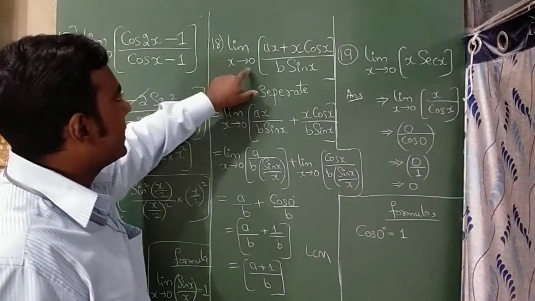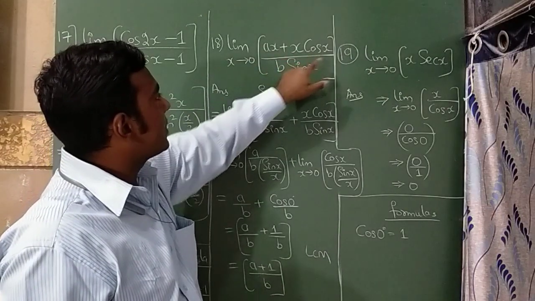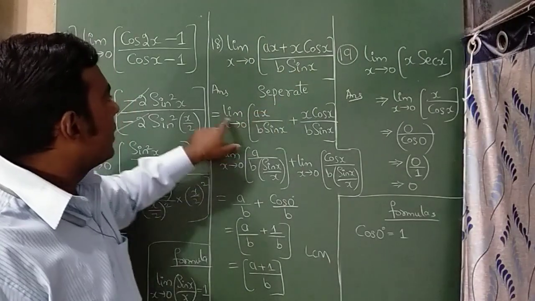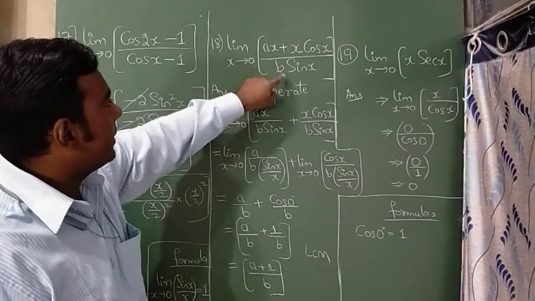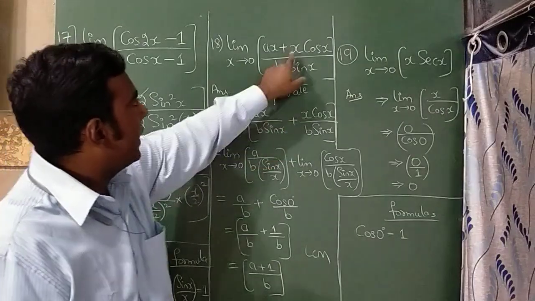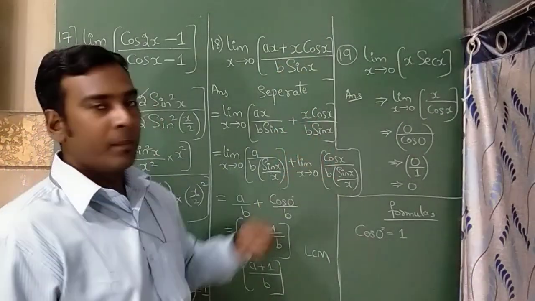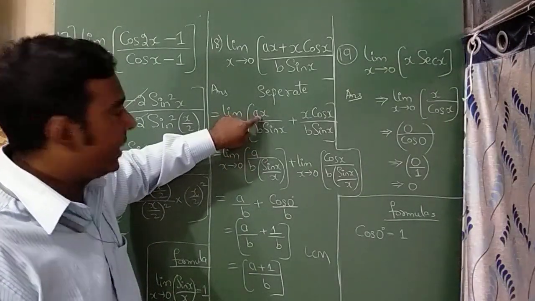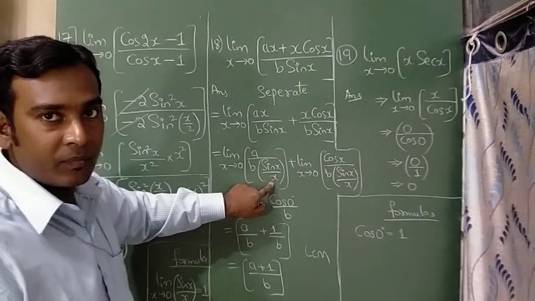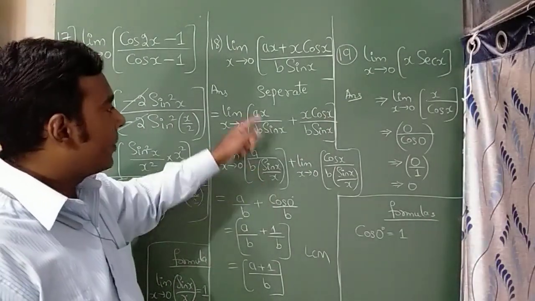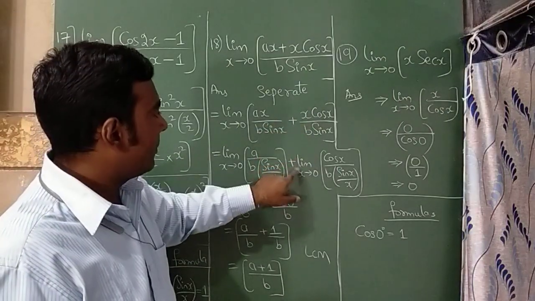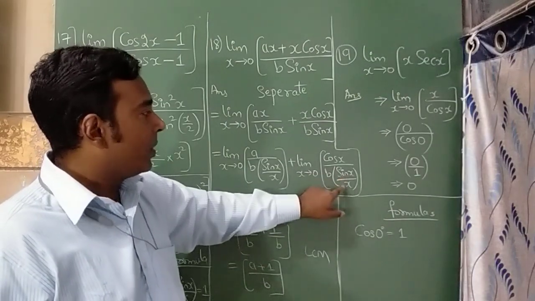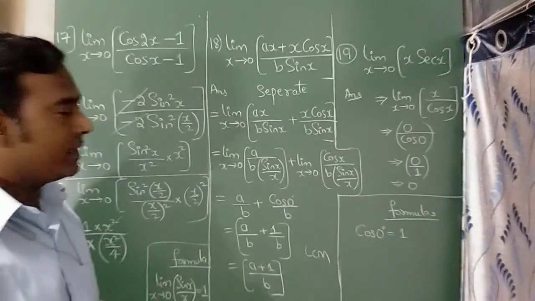18th sum. Limit x tends to 0, (ax plus x cos x) divided by b sin x. What I have done is I have separated these two. Limit x tends to 0, ax divided by b sin x, plus x cos x, again I have written in the denominator b sin x. So here limit x tends to 0, this x which was there in the numerator part I have taken here in the denominator at the last. Okay. Now plus again I have applied limit for this cos x. This x I have taken at the last here in the denominator part below the sin x. Both will remain the same.